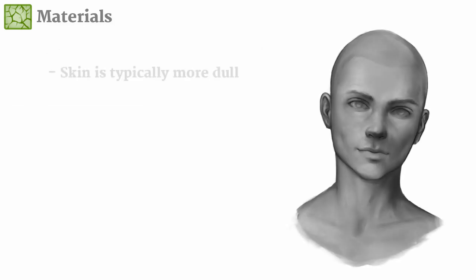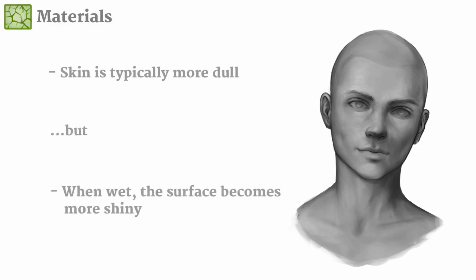So for example, skin is typically on the duller side, but when you add in properties that are higher in contrast with concentrated highlights, it gives the impression of the skin being wet or shiny. You can think of every surface of a material on a scale from dull, which would absorb light, to shiny, which would reflect it.